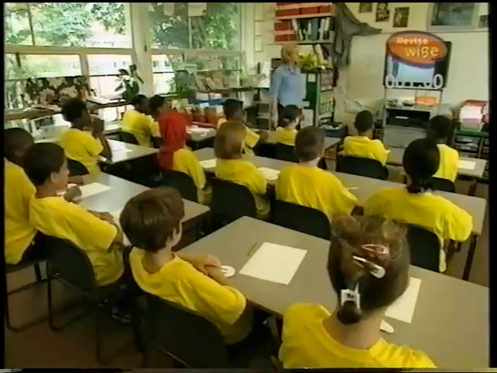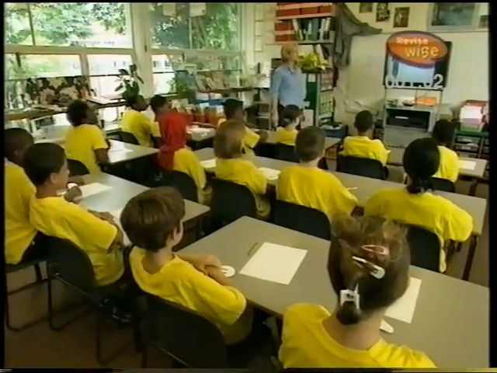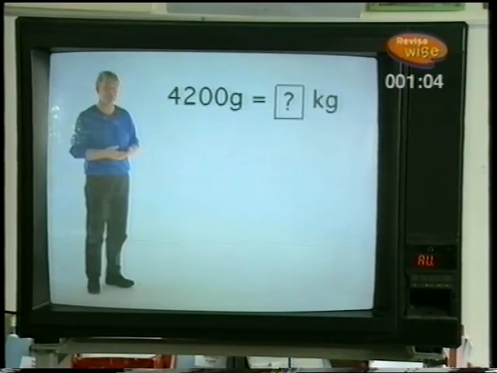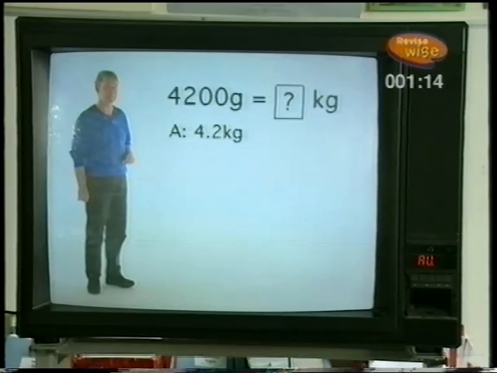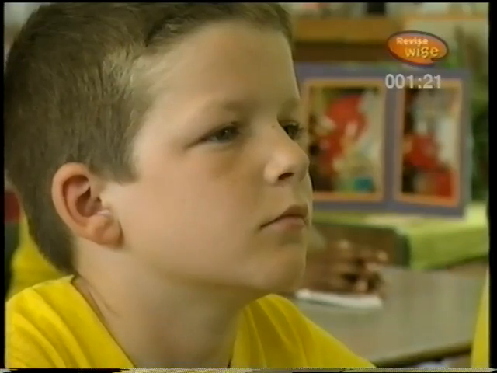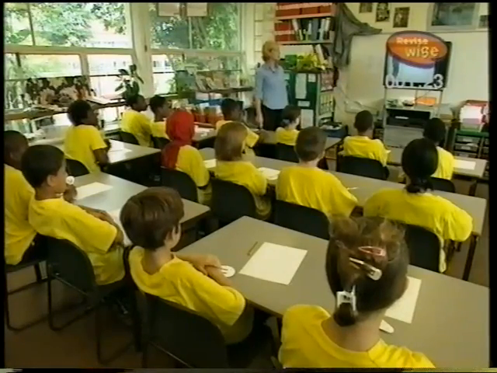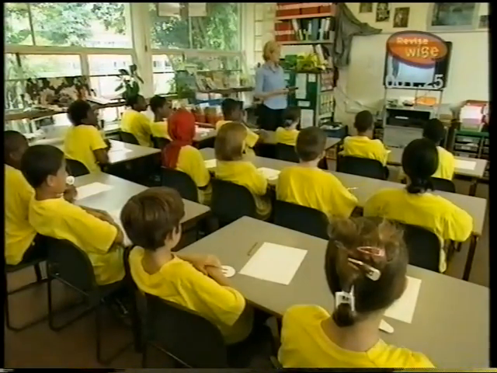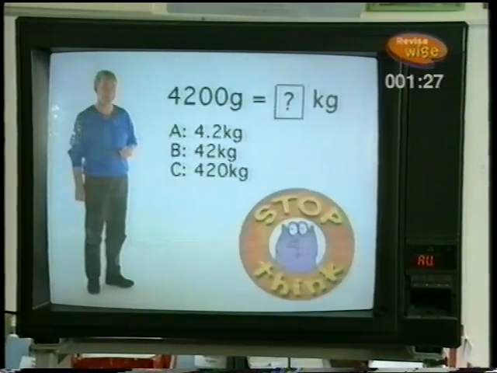The first question is about mass and weight. 4,200 grams is how many kilograms? For each question, there'll be a choice of answers, A, B, or C, like this. Is it A, 4.2 kilograms, B, 42 kilograms, or C, 420 kilograms? Have a think.